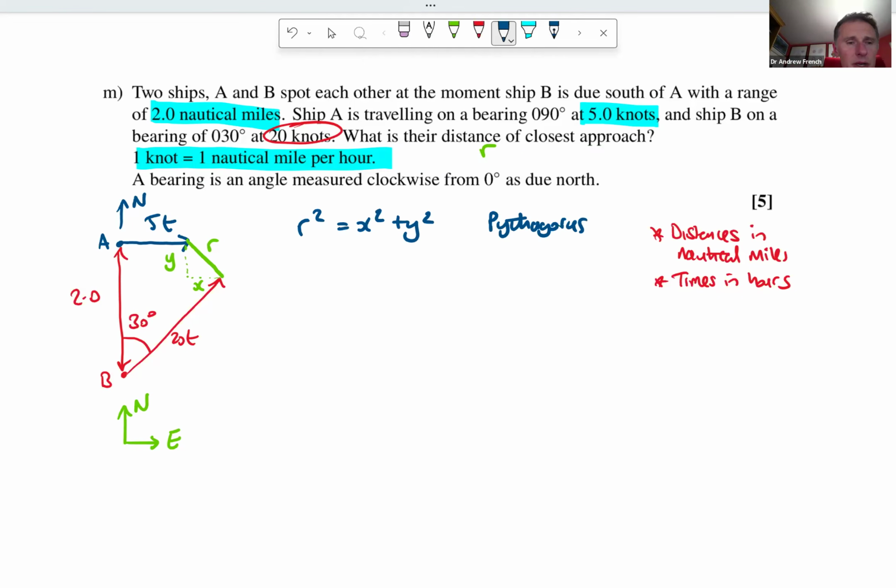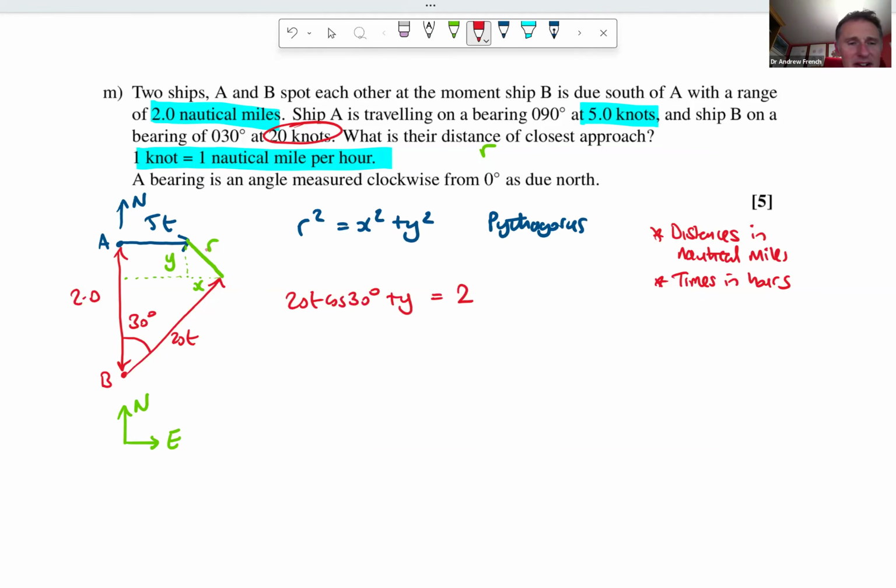So what might I do? Well, if we resolve our components here, remember we want the closest approach. So what we could say is, the way I've put this diagram, 20t cos 30 plus y. If I put a little dotted line there, you can see the triangle of B's path. And according to this diagram, 20t cos 30 plus y is going to be 2.